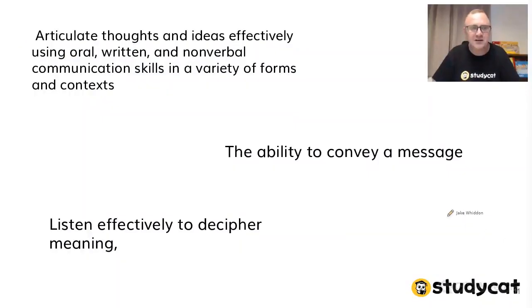Next, who can get this one? Which of the four C's is this? Who's going to be fastest? Brian? No? Mika, the winner from Japan. Good job there. Yeah, so communication is just, are you able to articulate thoughts and ideas effectively? Orally, written, or non-verbal. It's the ability to convey a message, and it's also the ability to listen and understand what the people are saying.